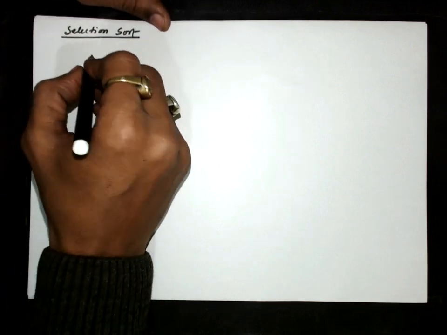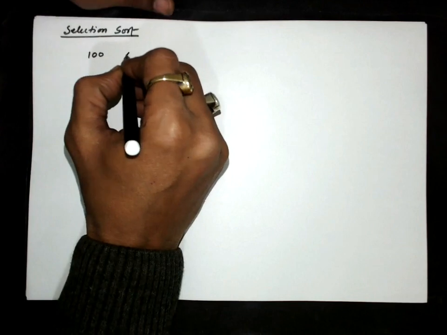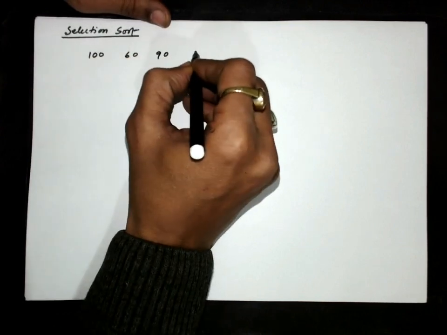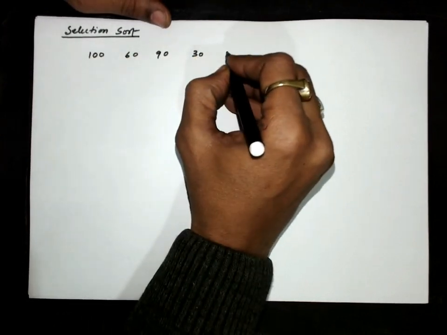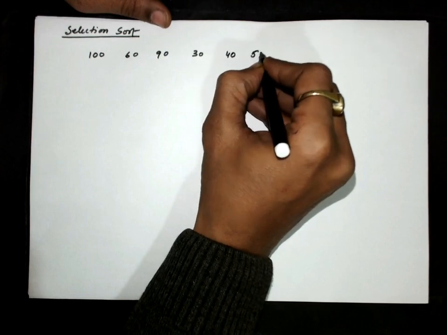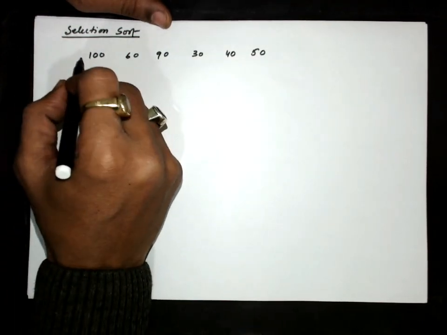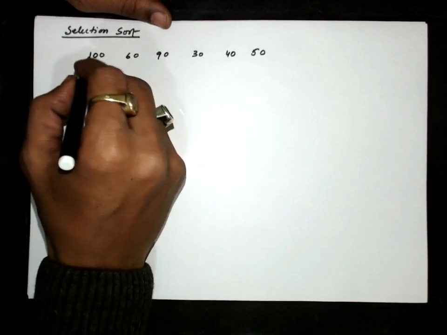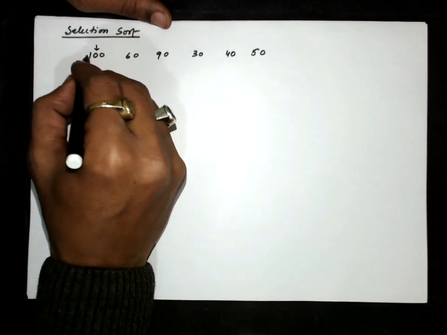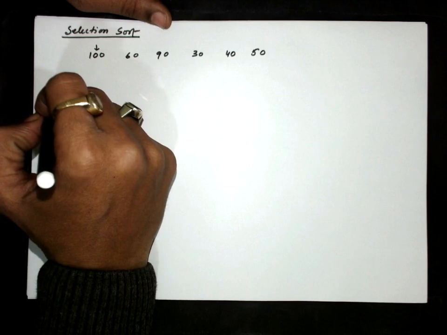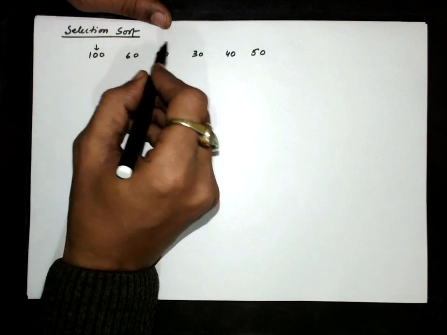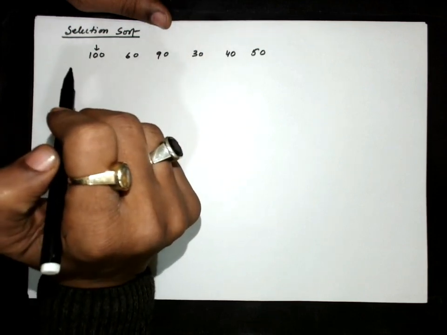Let us take the numbers 100, 60, 90, 30, 40 and 50. So let's say these are the elements. To find the smallest element out of the entire set, we can consider that this element is minimum and then compare every other element of the set with the minimum element.